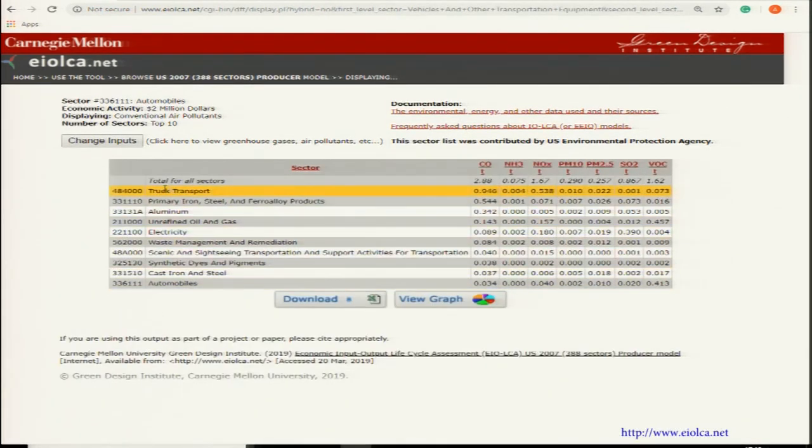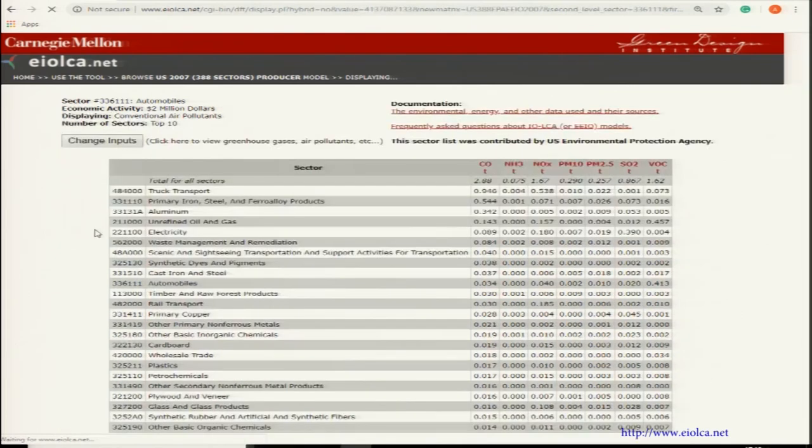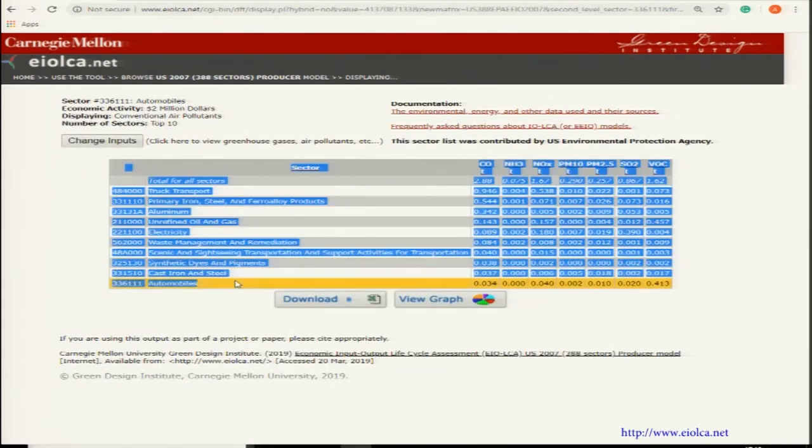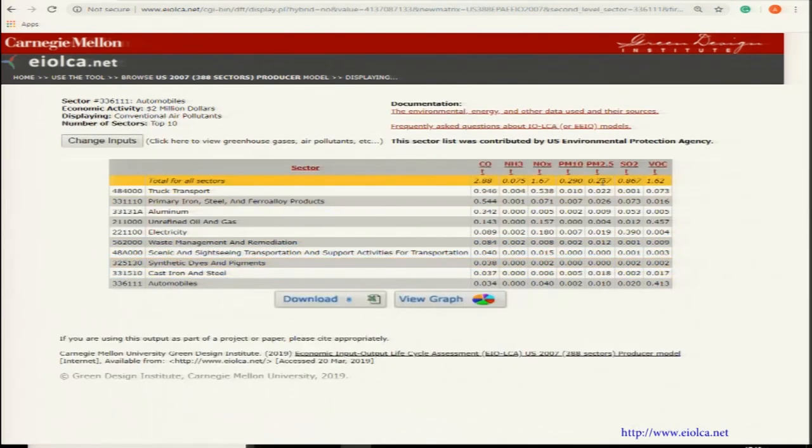Yes, we have run the model and we can see the top 10 inputs displayed here. We can even change the inputs. I have selected conventional air pollutants here. It is showing the conventional air pollutants, which are the mostly measurable or known pollutants. PM10 level, particulate matter 10, is all the particulate matter lesser than 10 microns of diameter. It is giving the information here as well. This is the emission of particulate matter less than 10 microns of diameter to air from each sector. The value is primary.